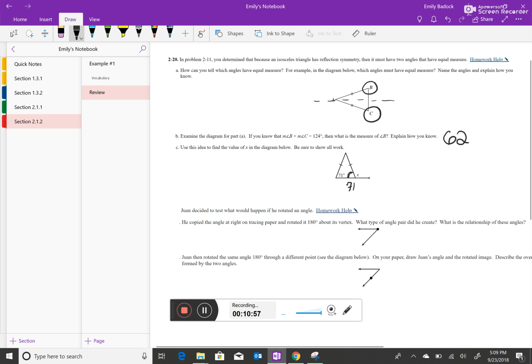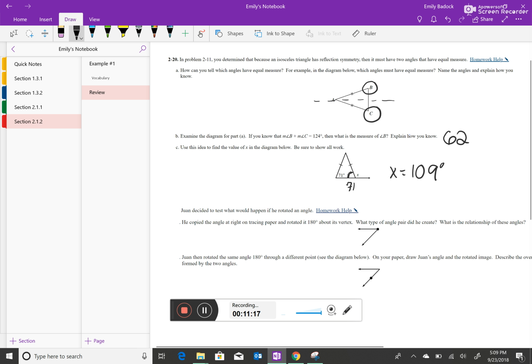So if that angle is 71, it's so easy to find x, because all we have to do is, hopefully you said, subtract it from 180. So we are going to take 180 and subtract 71 from it. And you get x is equal to 109.